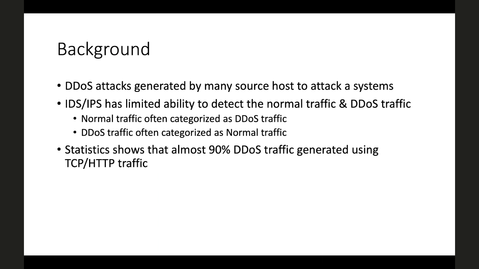The main problem in intrusion detection or prevention systems is that they have limited ability to distinguish normal traffic. Normal traffic will be categorized as DDoS traffic, and DDoS traffic will be categorized as normal traffic. This condition is called false positive detection.